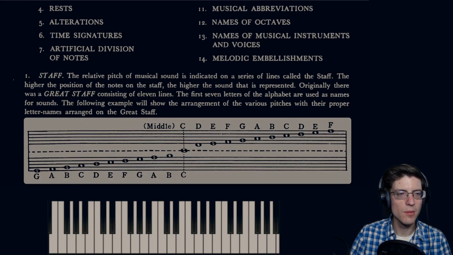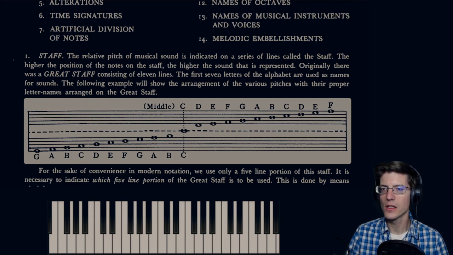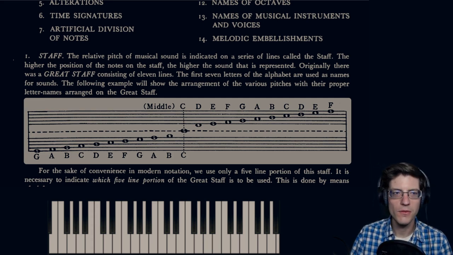Let's begin. Number 1, staff. The relative pitch of musical sound is indicated on a series of lines called the staff. The higher the position of the notes on the staff, the higher the sound that is represented.